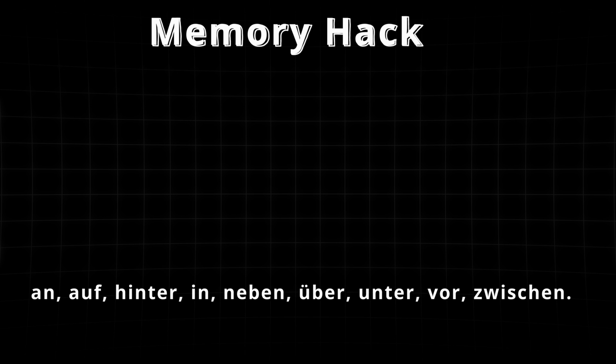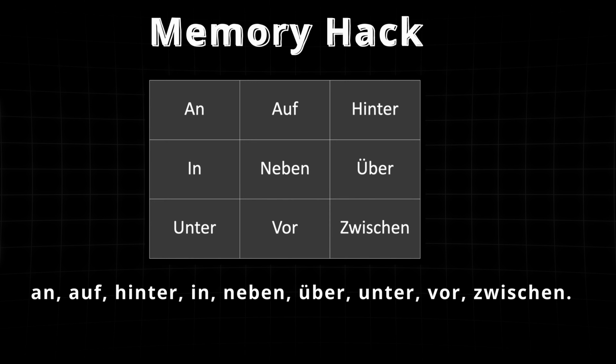Let's arrange them in a 3x3 grid, and now we go row by row. An, auf, hinter, in, neben, über, unter, vor, zwischen. An, auf, hinter, in, neben, über, unter, vor, zwischen. And just like that, you have developed a memory trick.